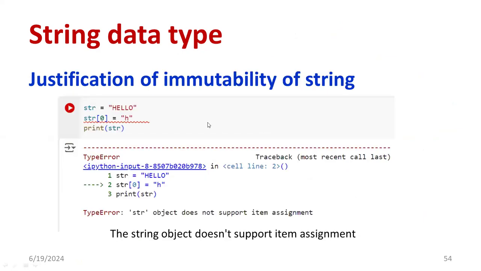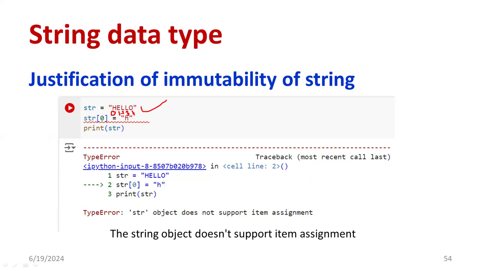Now we are going to discuss whether the string is mutable or not. So we have to justify it. Of course, we can say the string is immutable. It is not mutable like the list. There is an example: str equal to hello. That means hello is a string that is stored in a variable called str. Now I want to work on the zeroth element. Which is the zeroth element? This is 0, then 1, 2, 3, then 4.